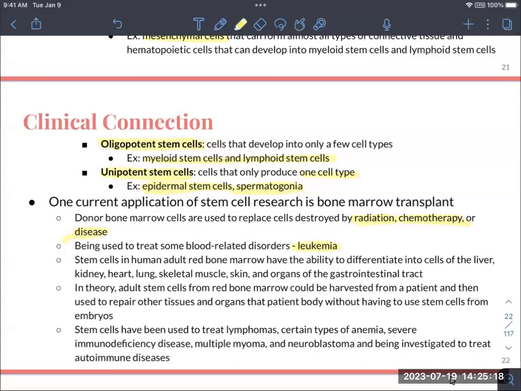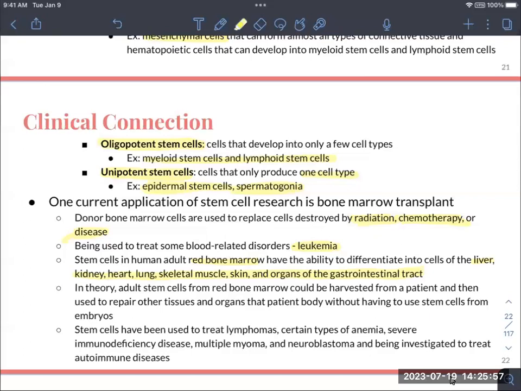So that red bone marrow, it can differentiate into different cells of the liver, kidney, heart, lung, skeletal muscle, skin, organs of the gastrointestinal tract. So an adult stem cell from the red bone marrow, we could harvest it from a person, and then we can, in theory, use it to repair other tissues or organs that a patient needs without having to use stem cells from embryos.